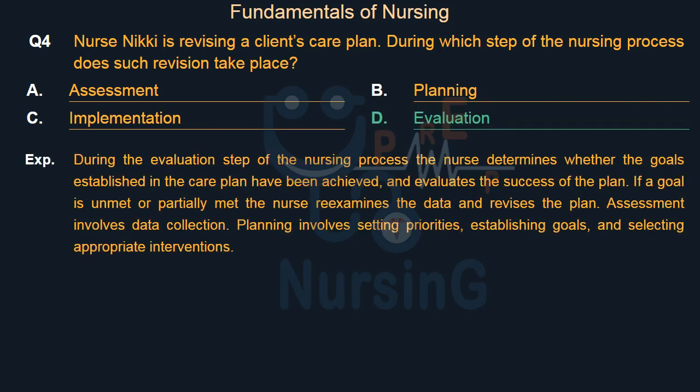Evaluation. During the evaluation step of the nursing process, the nurse determines whether the goals established in the care plan have been achieved, and evaluates the success of the plan. If a goal is unmet or partially met, the nurse re-examines the data and revises the plan. Assessment involves data collection. Planning involves setting priorities, establishing goals, and selecting appropriate interventions.